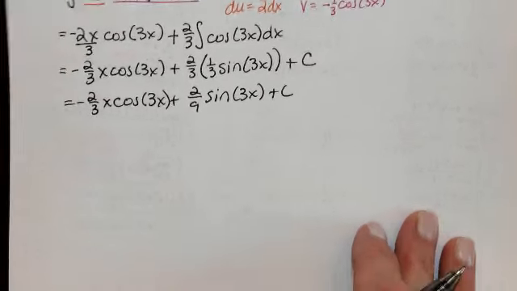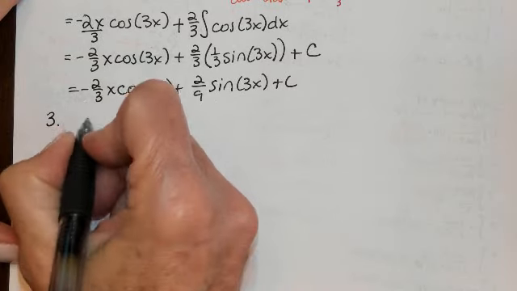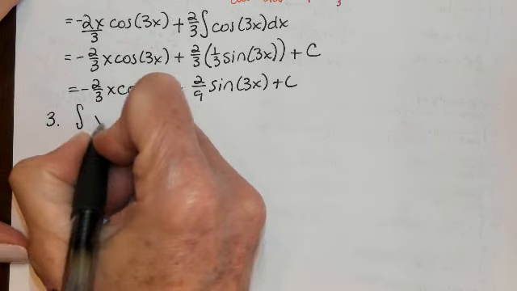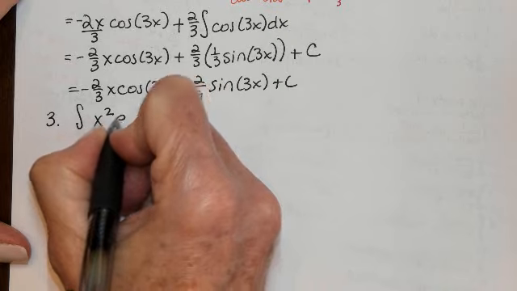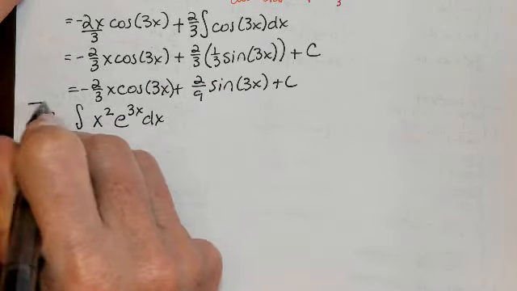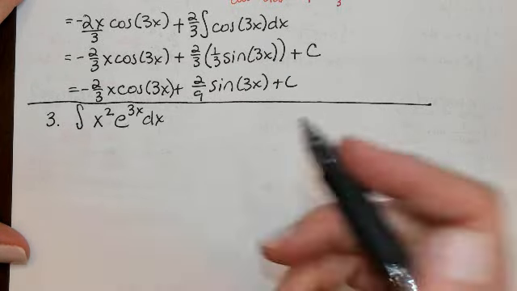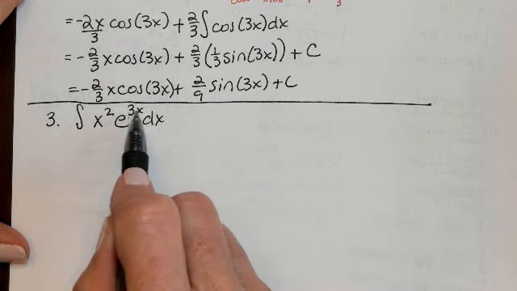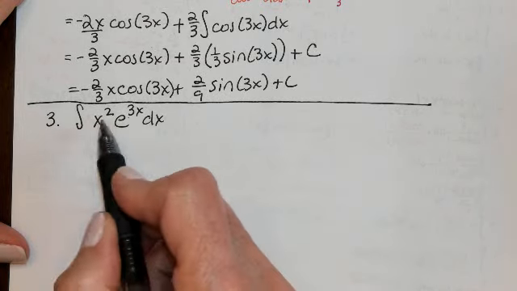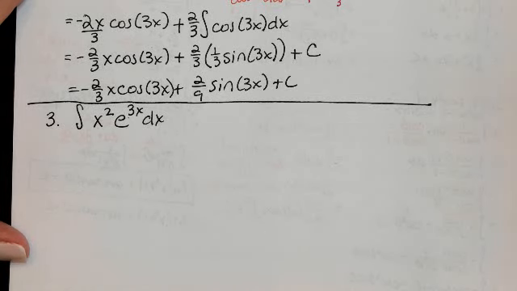Number 3. Let's say that we have the antiderivative of x squared e to the 3x dx. I put that really close to that previous problem. Okay, let's separate that. Well, first of all, I would go to the process. If I let u be this exponent, du is not going to have an x in it. I have 2 x's out here. So this is not a straightforward, plain old u sub.